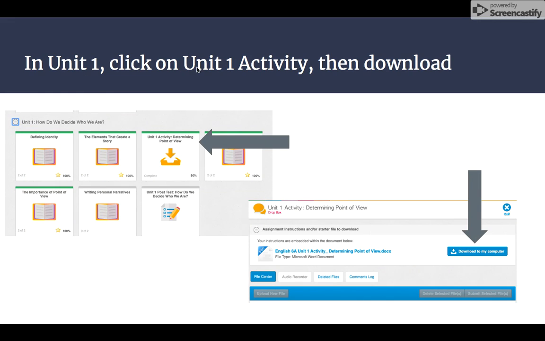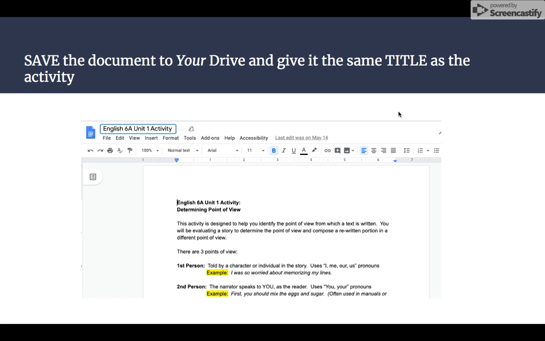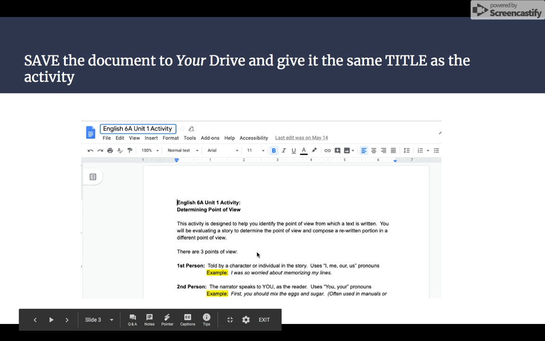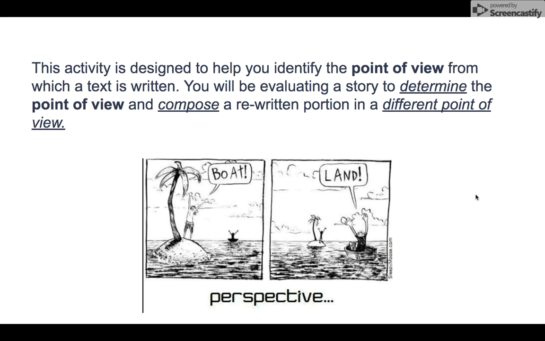In Unit 1, click on Unit 1 activity. It looks like this. It's the third tile in. It will not be graded yet. Once that opens, you click over here where it says Download to My Computer. You'll have to save this document to your drive and give it the same title as the activity. So English 6A, Unit 1 activity. And then you'll have all the instructions here, and that's what I'm going to review next.